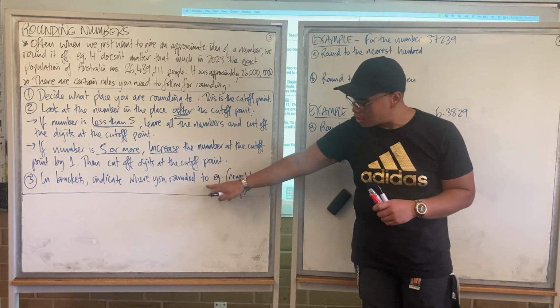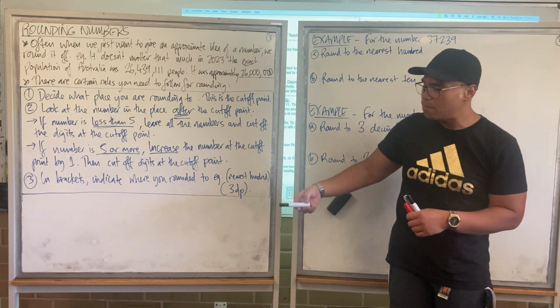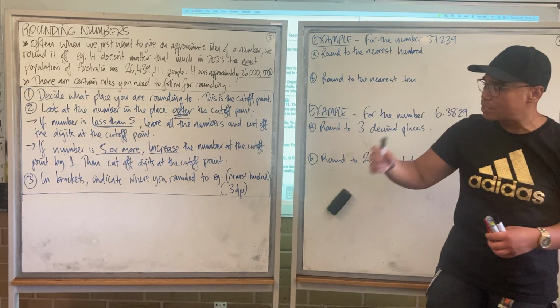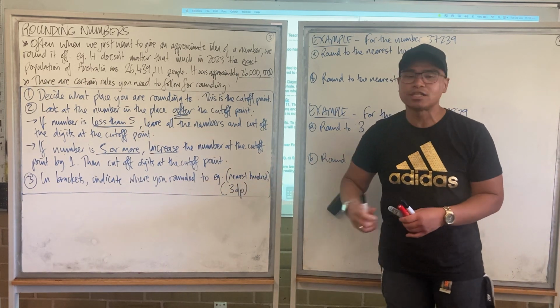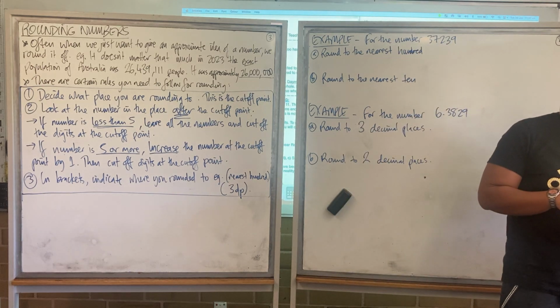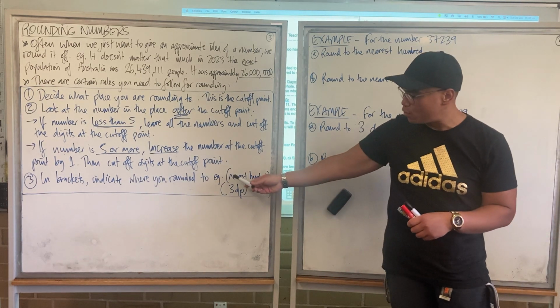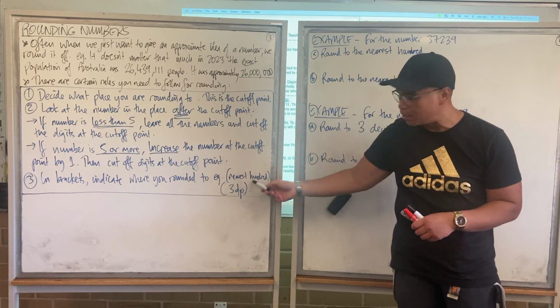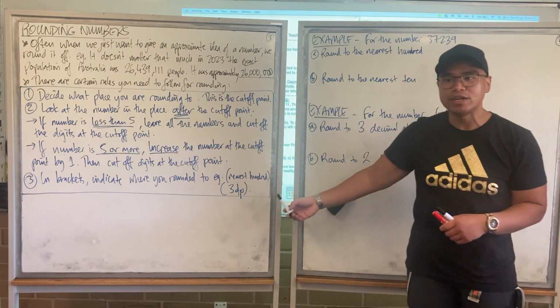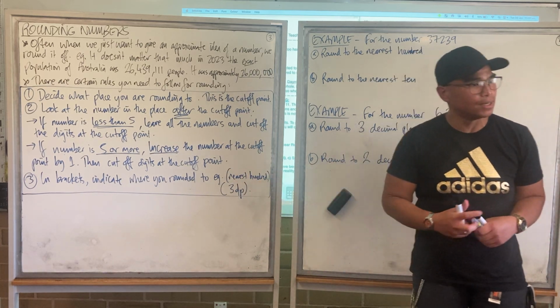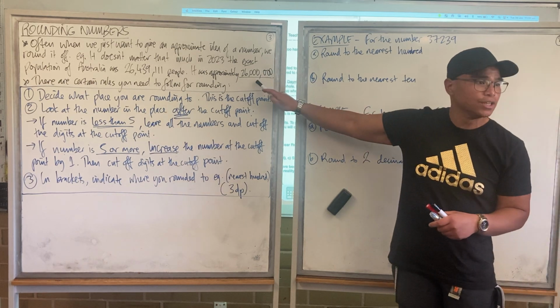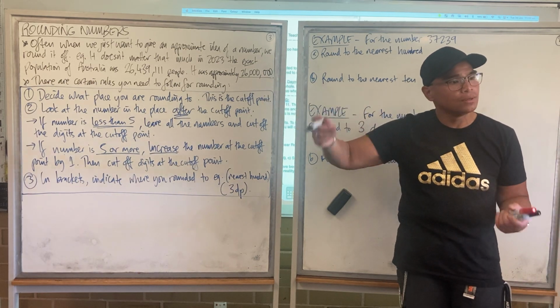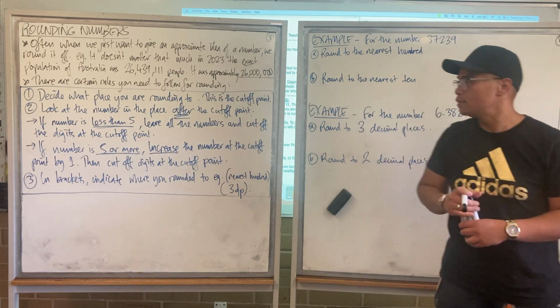And then lastly, this is what's new. From now on in your high school career and for the rest of your life, if you round, you need to tell me what you rounded to in brackets. So after the number, if you rounded to the nearest 100, you'll write bracket nearest 100. If you rounded to 3 decimal points, you'll write bracket 3dp. What brackets would I write for this? Bracket nearest million, okay? That's what I want you to do.